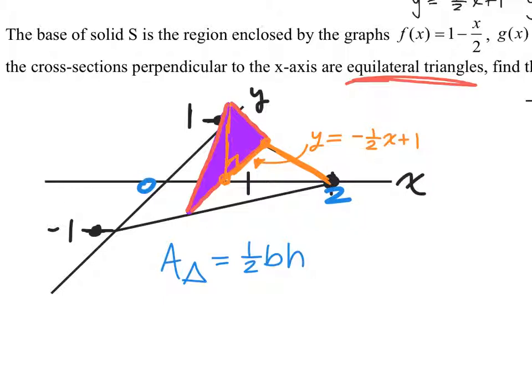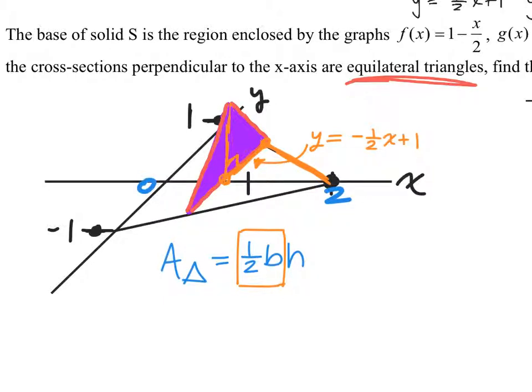All right, so we have an equilateral triangle. The altitude splits the base in half. So what that means is that I now have 1/2 the base. I already have that. That's good. I just need the height. But that was the challenge to begin with.